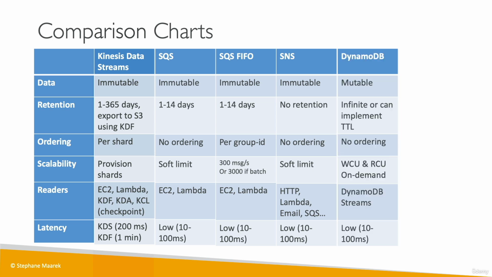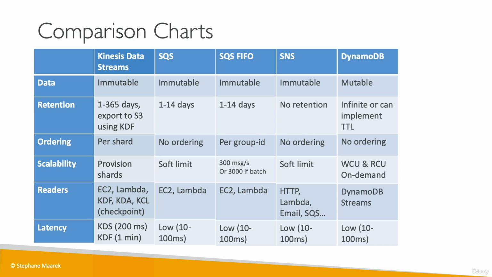DynamoDB now is going to be having mutable data. So once we insert data into DynamoDB, we can override it. The retention of the data can be infinite, or we can implement a time to live on our rows. There's no ordering in DynamoDB. For scalability, we have to use either some WCU and RCU to provision our database and maybe have auto-scaling on top of it, or we can use on-demand scaling if we don't know our usage pattern in advance and we have something very spiky, very unpredictable, or very, very low.